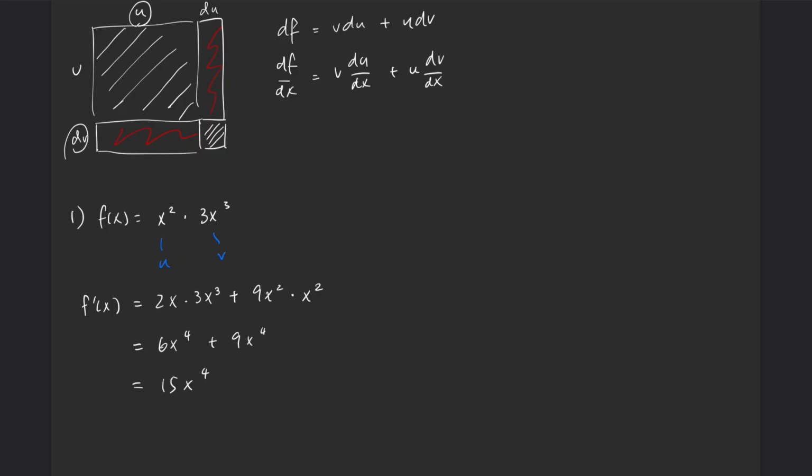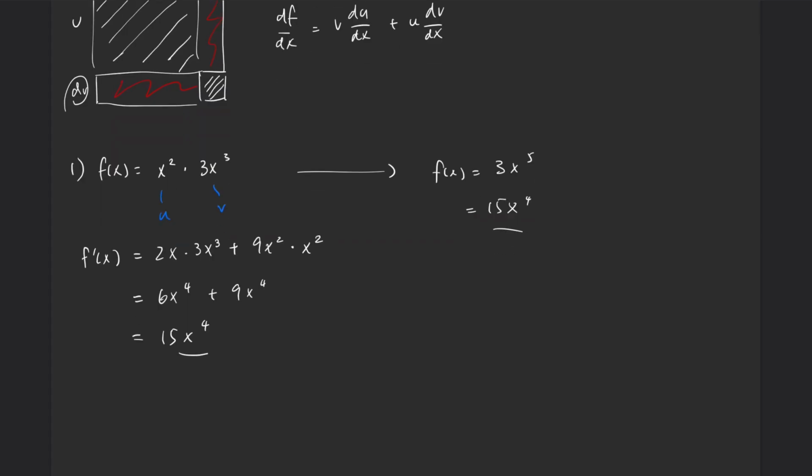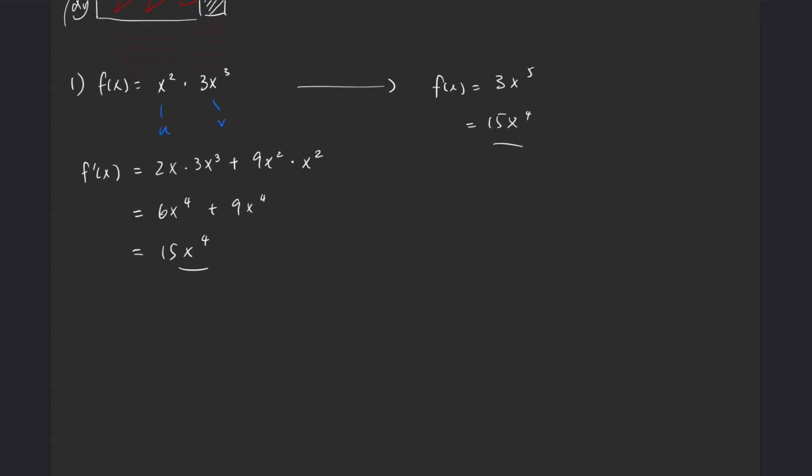Now, I'm going to do the same thing using the power rule. So f of x, multiplying these together, is 3x to the fifth. The power rule says that the derivative is then 3 times 5, so 15x to the fourth. Well, we see that the product rule is in fact true.